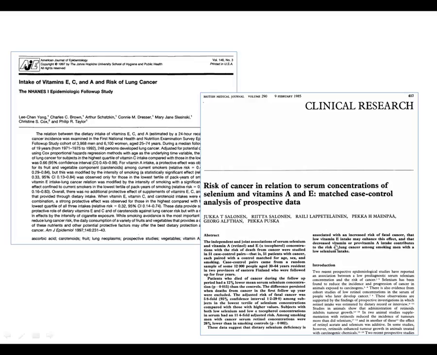Okay. Let's look over here. So here, risk of cancer in relation to serum concentrations, matched case control analysis. They tell you right up front what type of study it is. And if it isn't in the title, sometimes you can usually find it by reading the abstract or just skimming it. All right. So both of these are correlational studies.